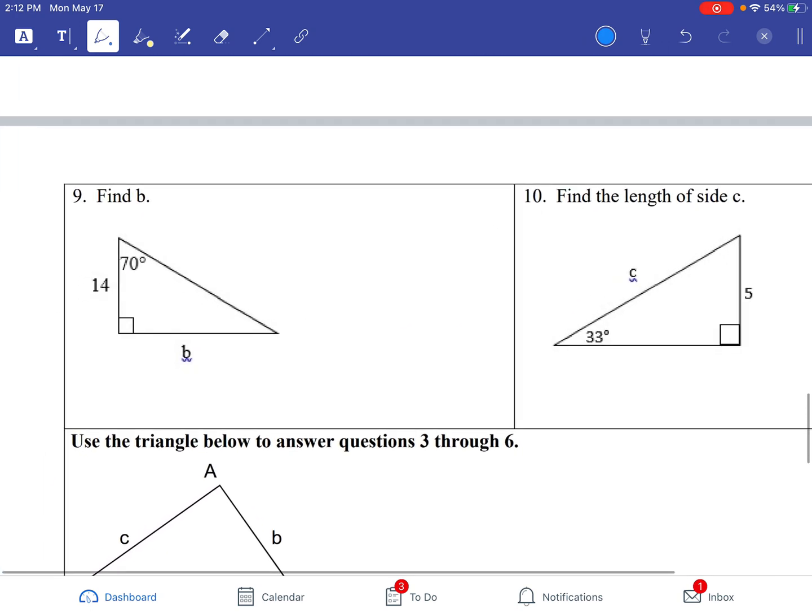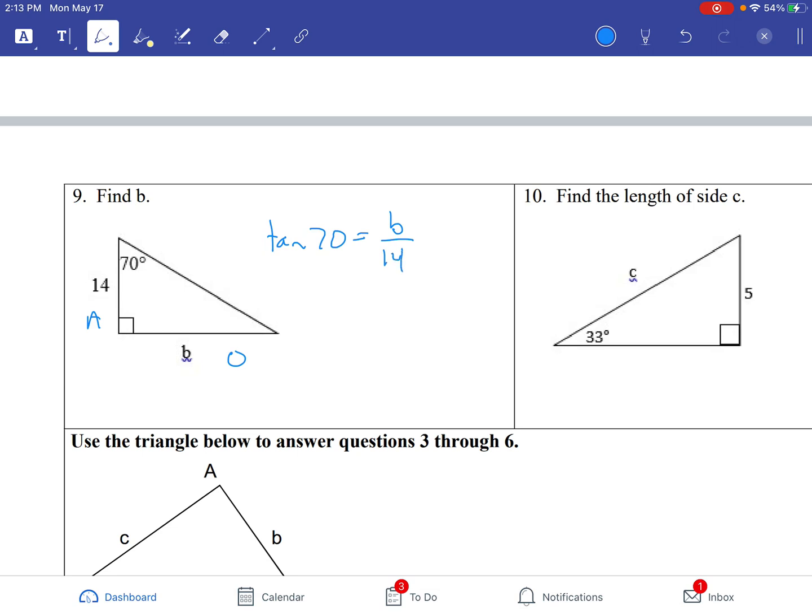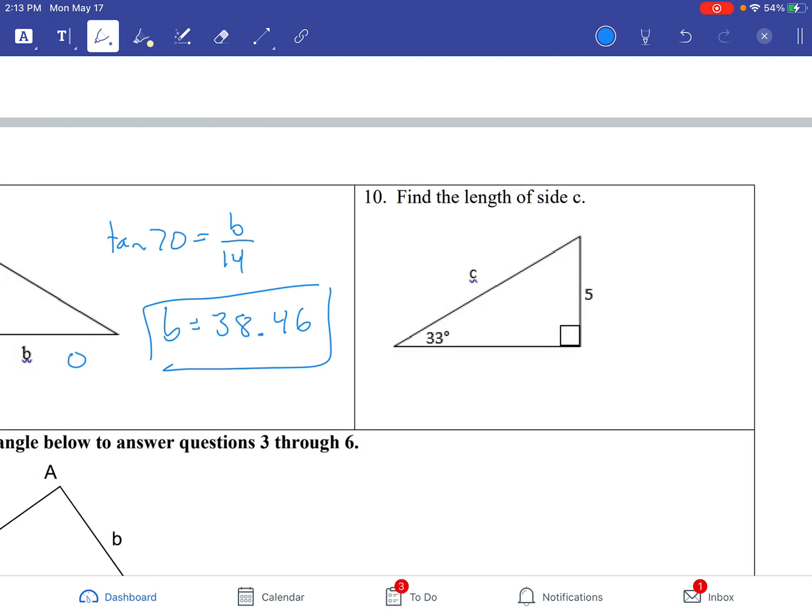Oh my goodness, there's a lot left. Okay. Now we're finding a side. Based on the angle that we're given, this is the opposite side and the adjacent side. So this is the tangent of 70 is equal to the opposite over the adjacent. So 14 times the tangent of 70 equals 38 point, that's an ugly 8.46.